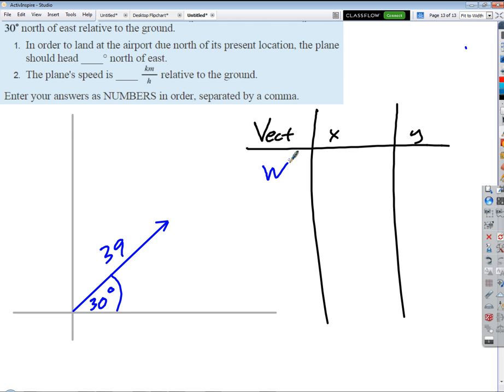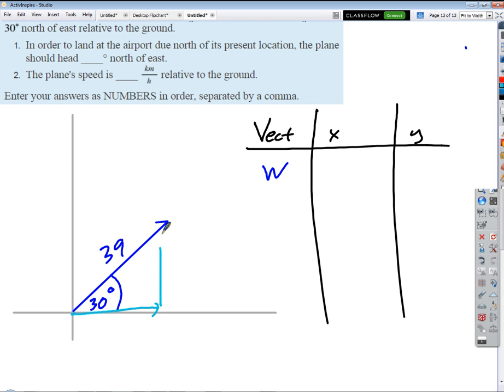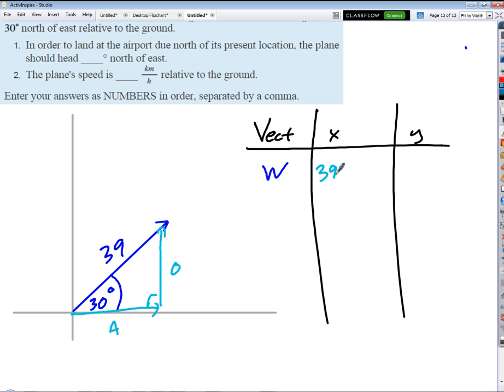W for wind. Okay? So how are we gonna do that? We are gonna find the sine, 39 sine 30, and 39 cosine. Which one goes with that? X with the cosine. Everybody agree? Because if I draw these components in here, like so, this is opposite and that's adjacent for that angle, right? So 39 cosine 30, 39 sine 30, right? Okay, we got those.